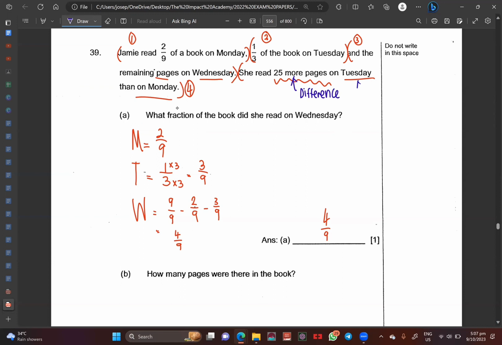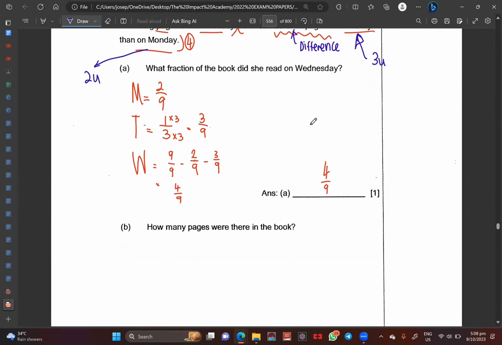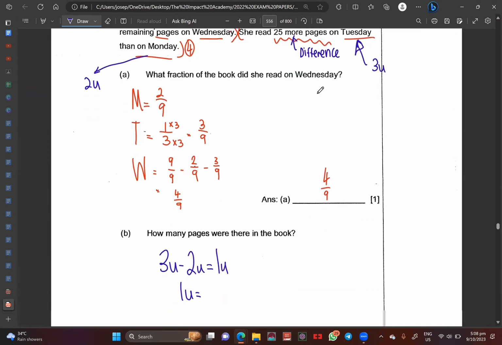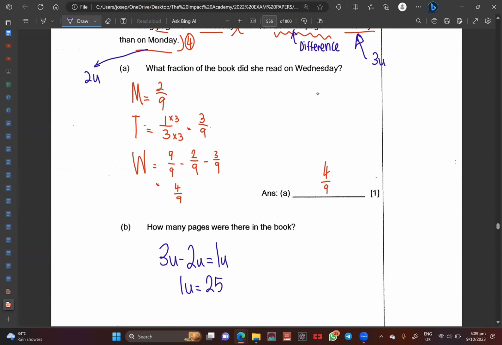So for Tuesday, how many units? Tuesday will be 3 units. Then you tell me Monday how many units. This 25 more is how many units? It is 1 unit, because we do 3 units minus 2 units, isn't it? Agree or disagree? So 1 unit equals 25. Am I making sense here?